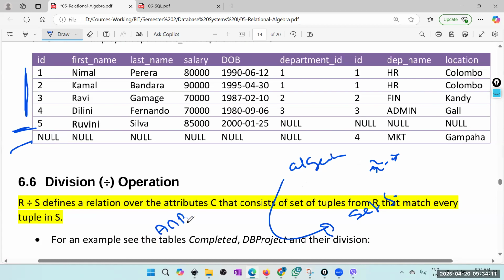A intersection B complement is A complement union B complement.